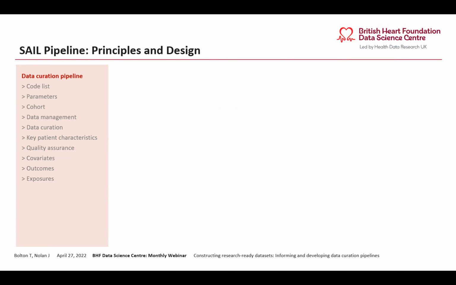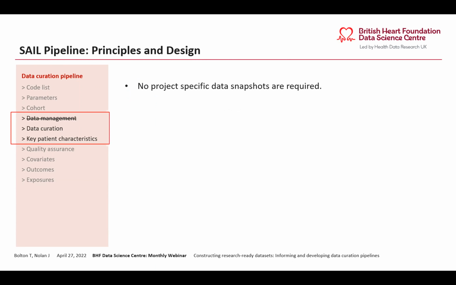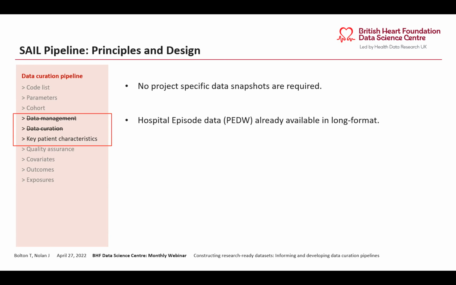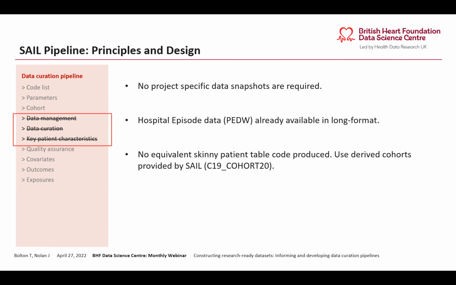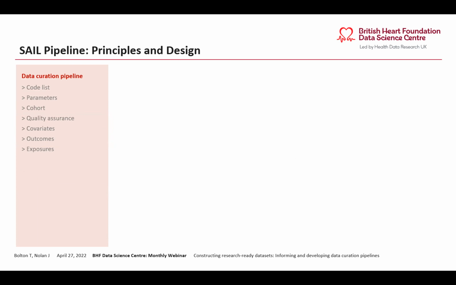Some of the pipeline stages that Tom described are not required in SAIL. So, for example, the much smaller volumes of data mean that project-specific data snapshots are not really required here. Long format hospital episode coding already exists in SAIL, and so there's a reduced need for data curation steps. And finally, no equivalent skinny patient table code is produced in SAIL, and instead key patient characteristics are taken from the pre-provided e-cohorts available in SAIL. And so for this project, we're using the COVID-19 Cohort 20, comprised of people alive as at the 1st of January 2020 in Wales. Outside of these differences, we're aiming for exactly the same code design and pipeline stages that we can see on the left-hand side of the slide here.